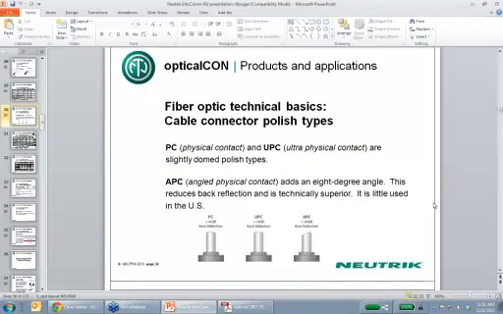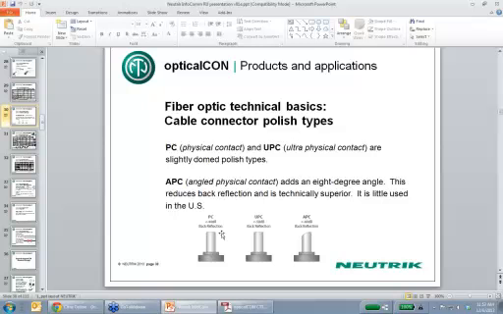All right, but this part is kind of important to know. There are different polish types for these cable connectors, or really I should say for these ferrules. Typically a ferrule is just very slightly domed, so that at the center of the dome obviously is the fiber. So there's what we call physical contact polish, ultra physical contact polish, which is basically the same thing, only they made it better. And then this thing, what's very interesting, called angled physical contact.